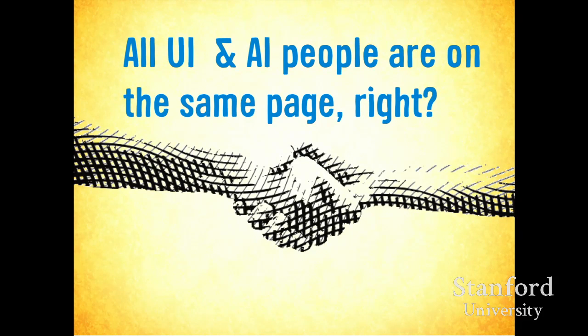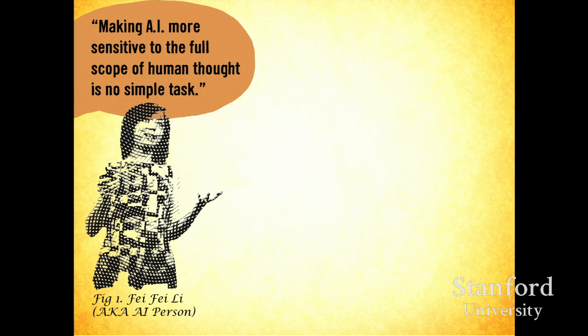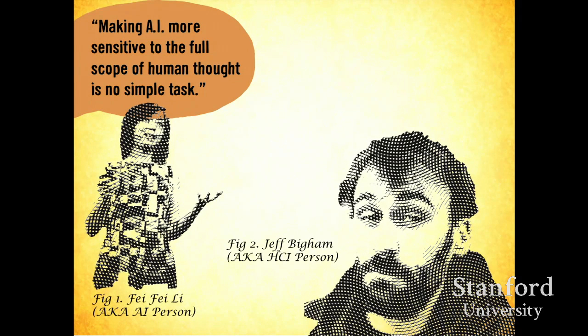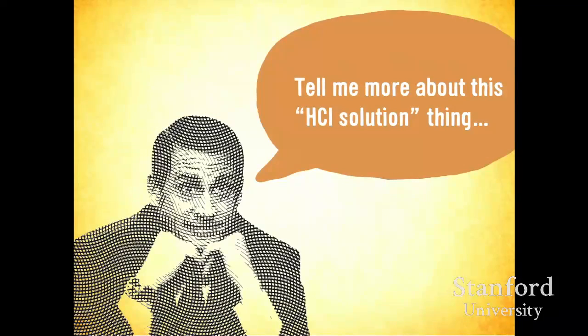And yeah, it'd be nice if UI and AI people were on the same page. But even two weeks ago, you get exchanges like this. This is from Feifei: making AI more sensitive to the full scope of human thought is no simple task. Well, some snark from Jeff Bigham, who does HCI research: oh my God, if there was a field that did this already and it was well established. I mean, connecting cognitive science with psychology, as if the expectation is that everyone should be aware of HCI, and some people are not. And maybe that's reasonable, maybe not.